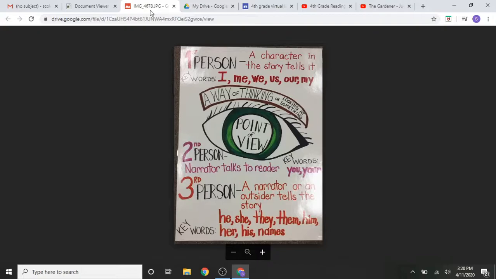Okay, so the point of view is a way of thinking or looking at something, and in narrative point of view, it is who is telling us the story.